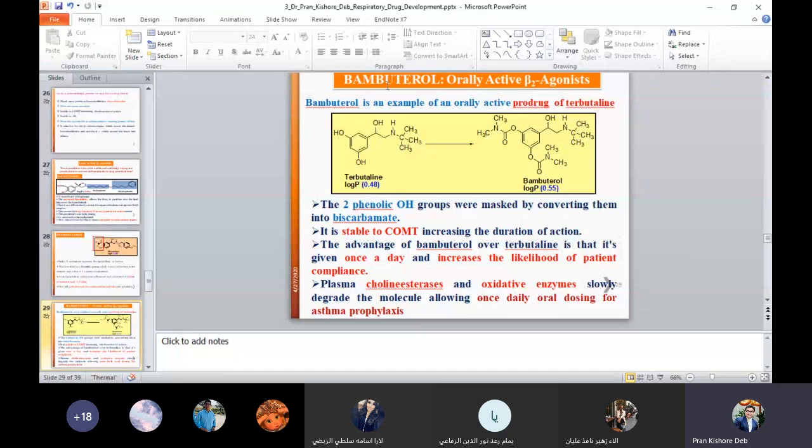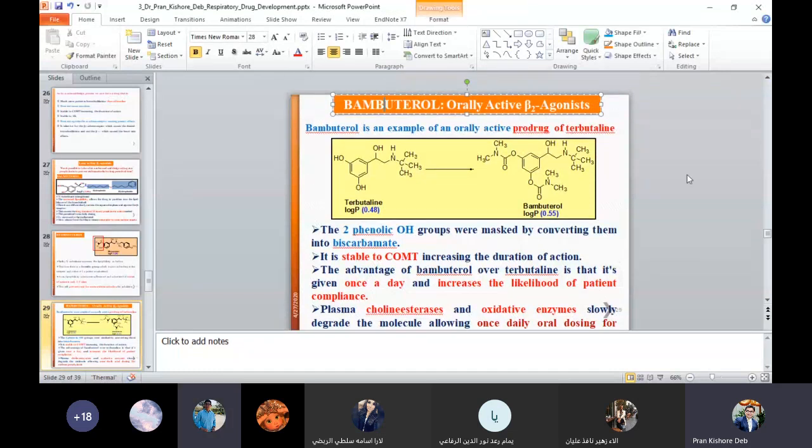Now, the next example is Bambuterol. Here I'm going to ask you a common question. Bambuterol is an orally active prodrug of terbutaline. If you look at the structure, Bambuterol was developed from terbutaline. So what is the 100% advantage you see in Bambuterol as compared to terbutaline? It's a prodrug, and you see both the OH groups are fully sealed. Both phenolic groups are masked by converting them into bis-carbamate. Bis means two carbamates.